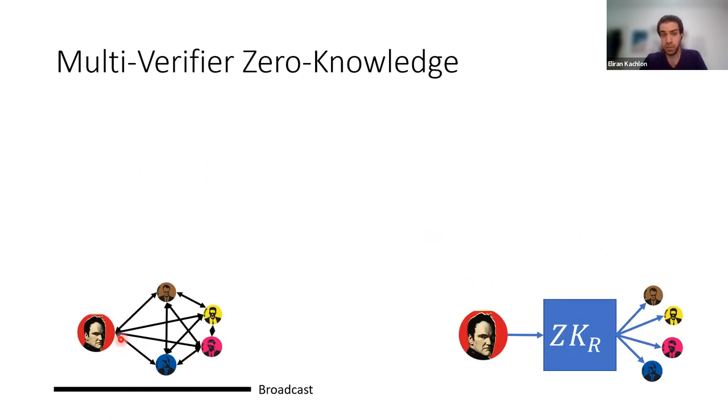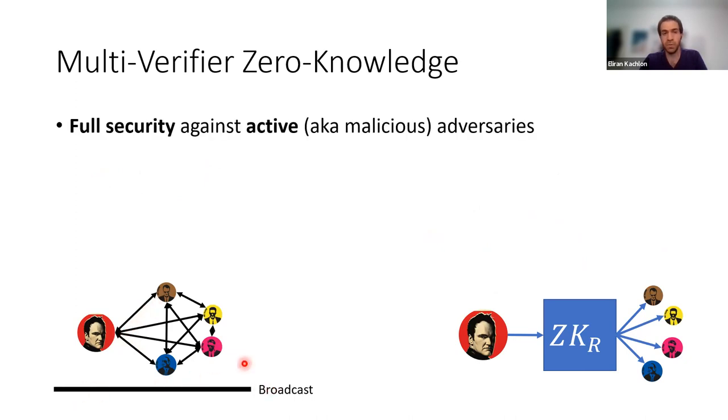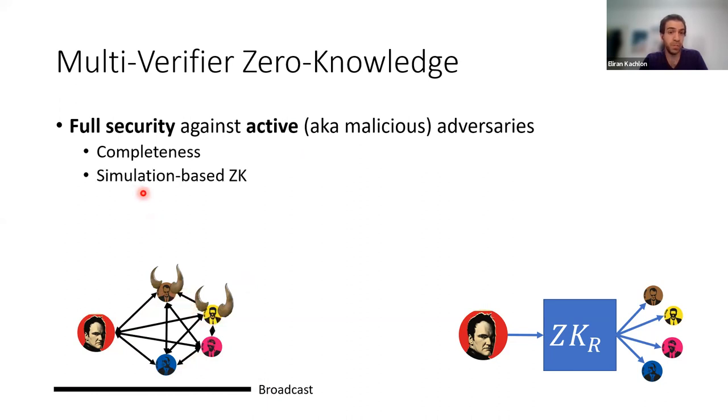And we want to implement it. So we assume that the players can communicate over secure channels and also that they have access to a broadcast channel. And we require full security, even against an active adversary that can deviate from the protocol. And full security provides strong security guarantees, including a strong completeness notion. So an honest prover can convince the honest verifiers that the statement is true, even if some of the verifiers are corrupt. We also obtain a simulation-based zero knowledge, which means that the corrupt verifiers have no information about the witness.